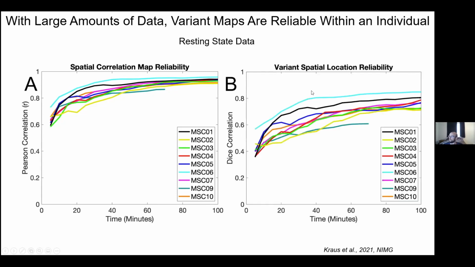And this right here is a measure of variant spatial location reliability. This is a bit noisier than the continuous spatial correlation map because at each value here, we have to threshold the lowest 5%, and just some noise in the values can change a bit how stable those are. But you'll see that after about 70 minutes or so, you still start to get above 0.7, fairly stable spatial location reliability.